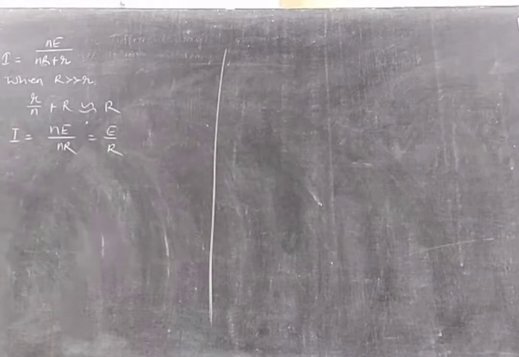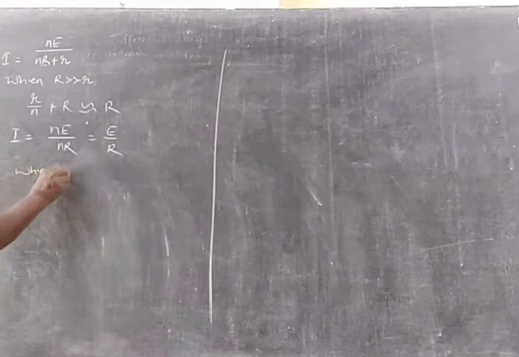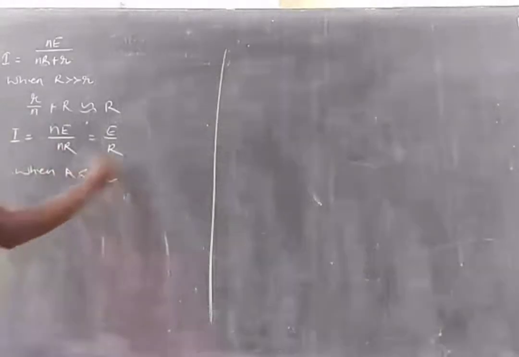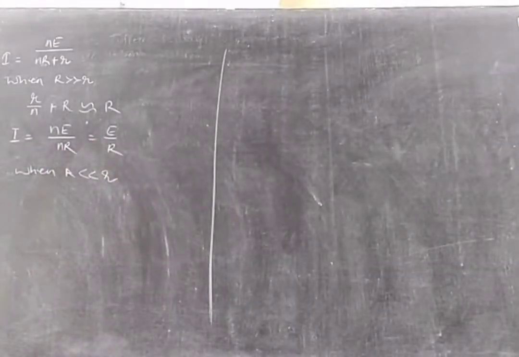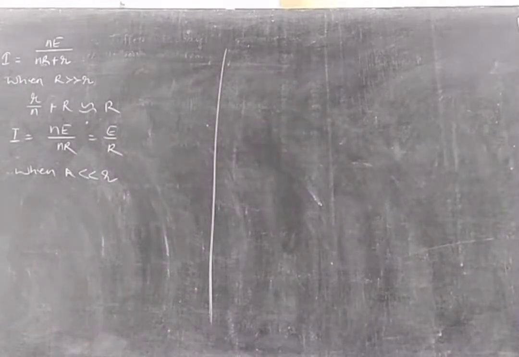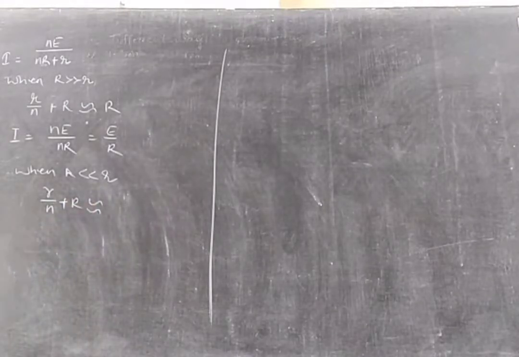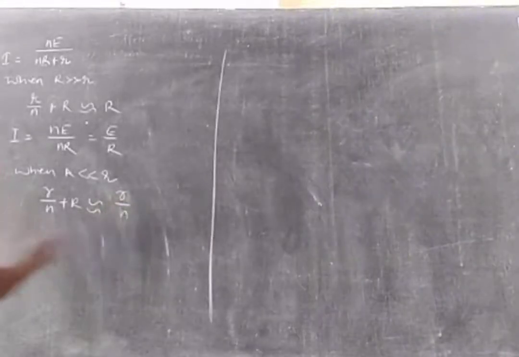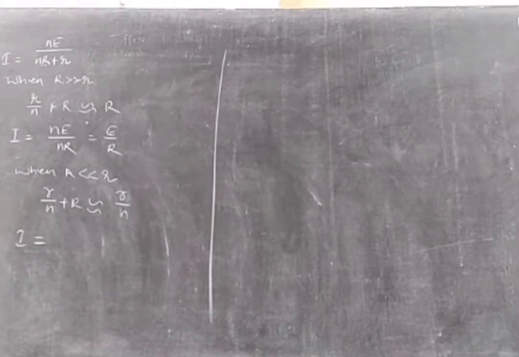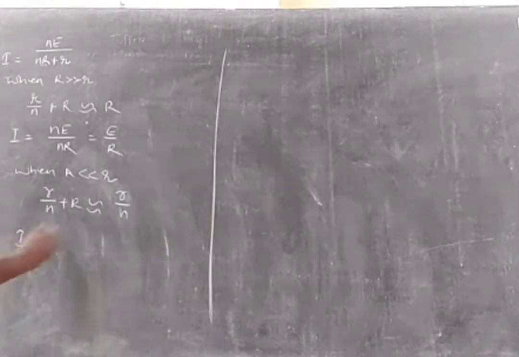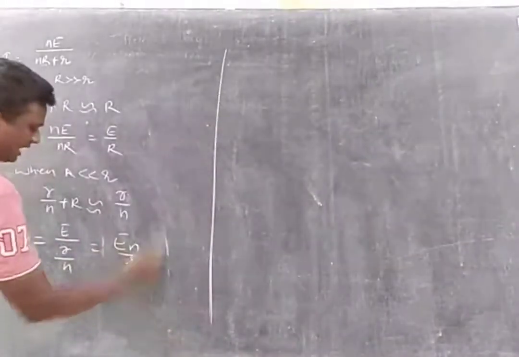Now case 2: when the external resistance is very much less than the internal resistance. In this case, capital R is similar to R by N, right? So in that case I is equal to E by R by N. Therefore, I is E N by R.